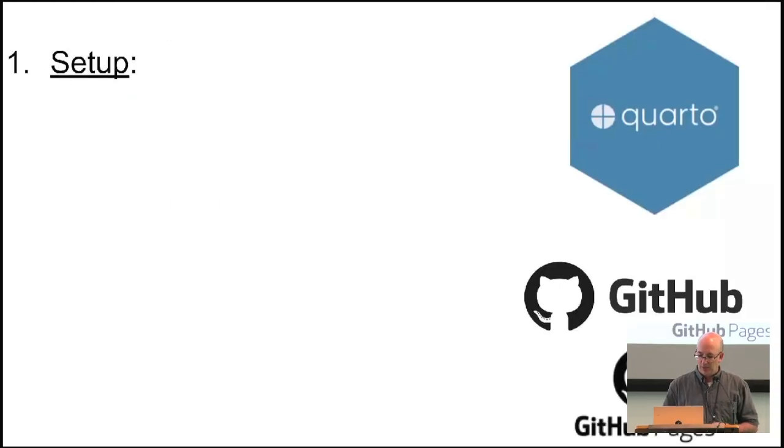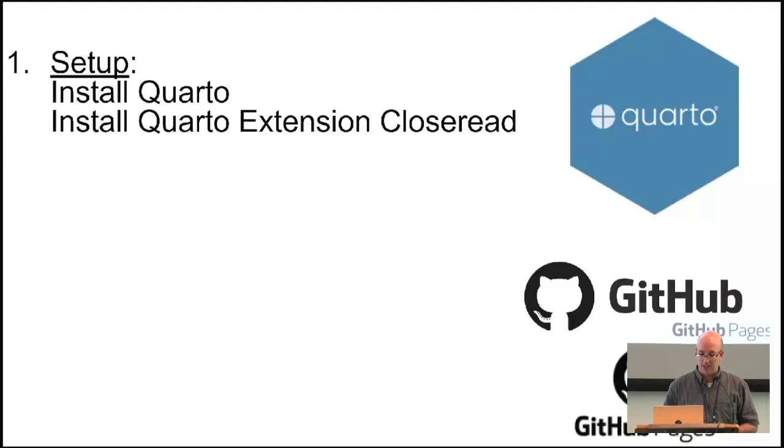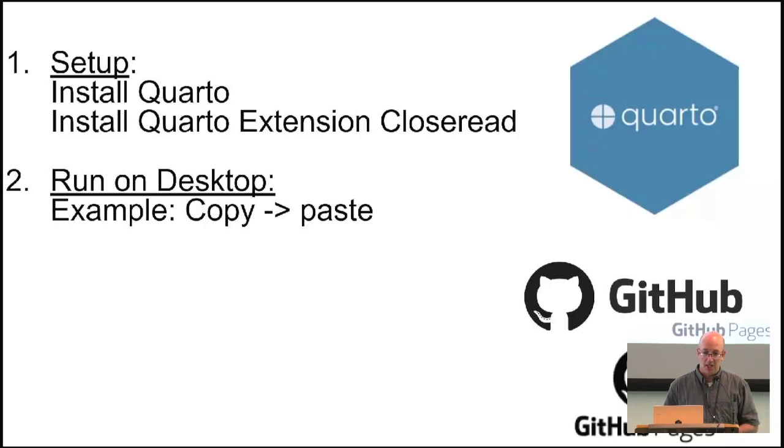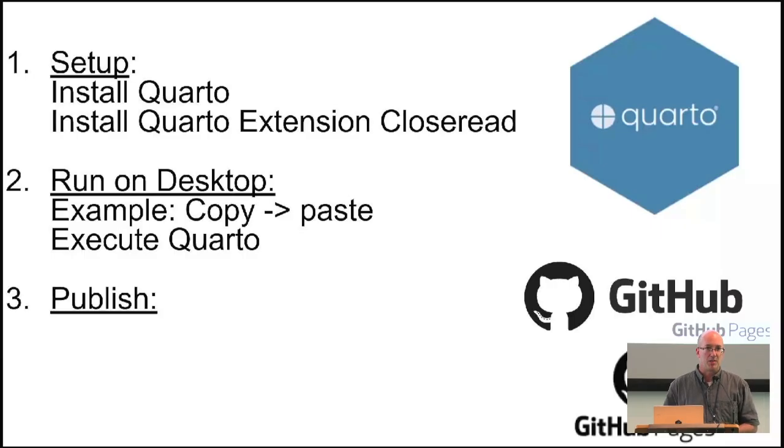And basically there are 3 simple steps. Setup: install Quarto, install the extension. Second one, run on desktop, and I simply copy-paste those examples from the repo. Execute Quarto. And the last step, publish it. There are multiple places you could publish it. I used Git and GitHub Pages. So you click Git push, GitHub Pages, and that should be it.